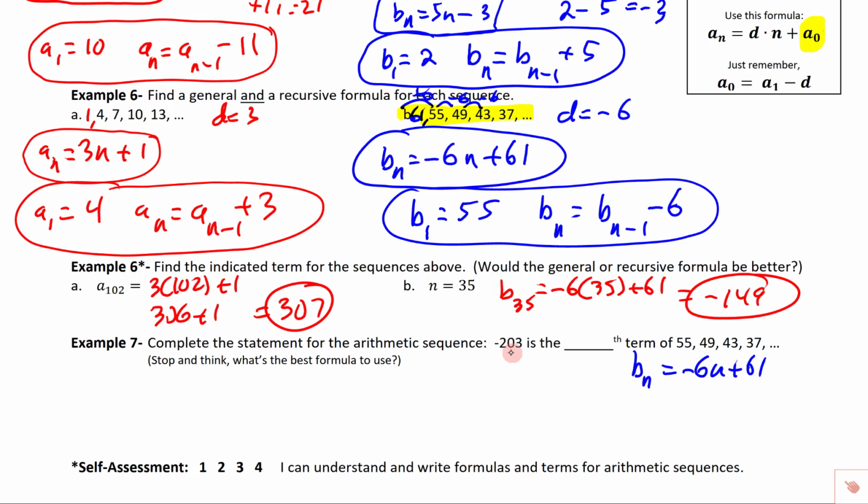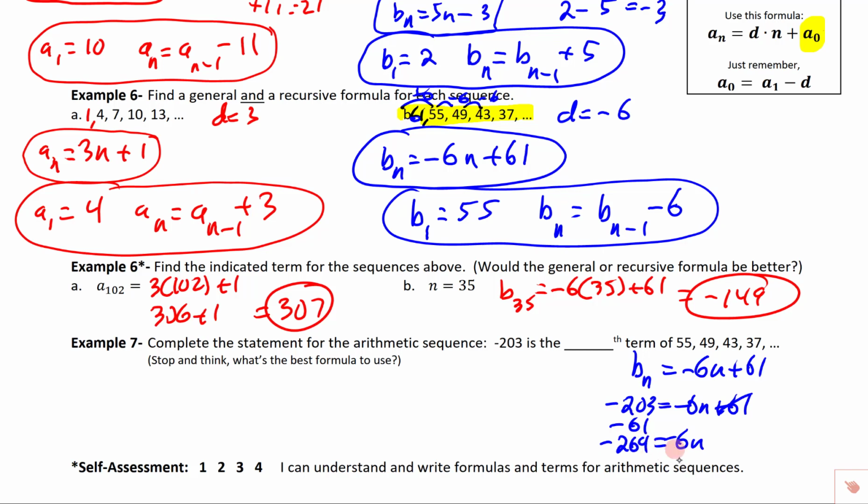Now, what they've told us is we've got negative 203, and they want to know what the nth term is, or which term that is. So they haven't told us the index. Normally we get the index and we plug it in, but it's the opposite on this one. They give us this term and they want us to find the index. So we're going to do negative 203 equals negative 6n plus 61. So I'm going to subtract 61. So I'll get negative 6n equals, let's see, that would be negative 264.